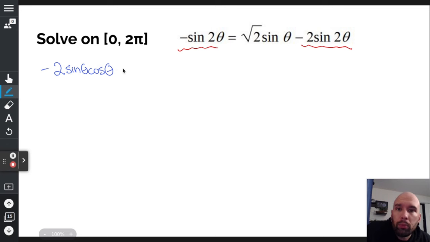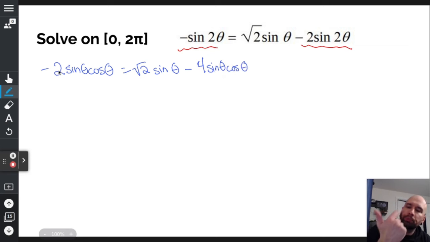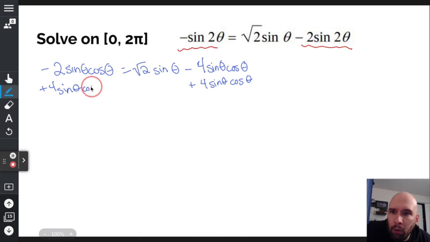Similarly, we have, of course, nothing happens with root 2 sine theta. That's just normal. Minus 4 sine theta cos theta, because 2 times 2 is this many. Now, what I'm going to do is add 4 sine theta cos theta to both sides, like so. And while I'm at it, I'm not going to have any space in the world, so I'm going to subtract root 2 sine theta from both sides as well. So everything is on the left.